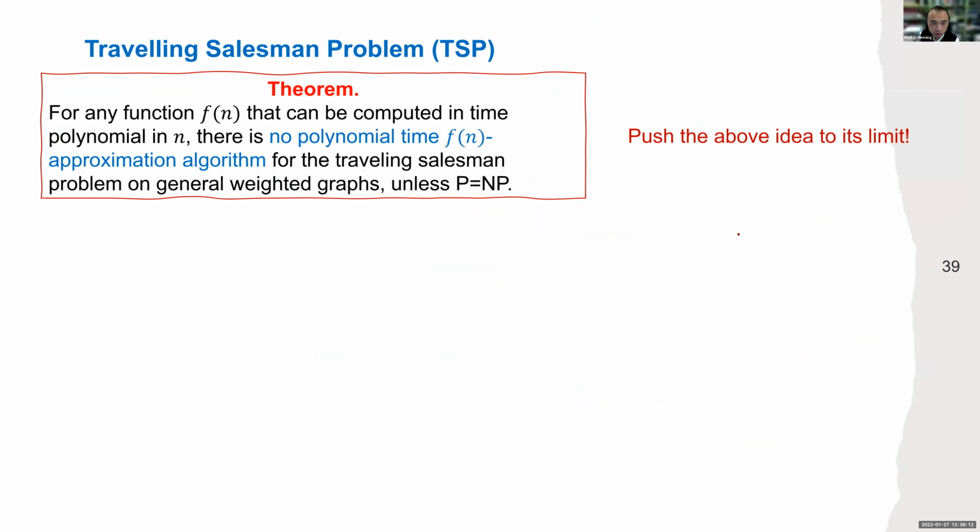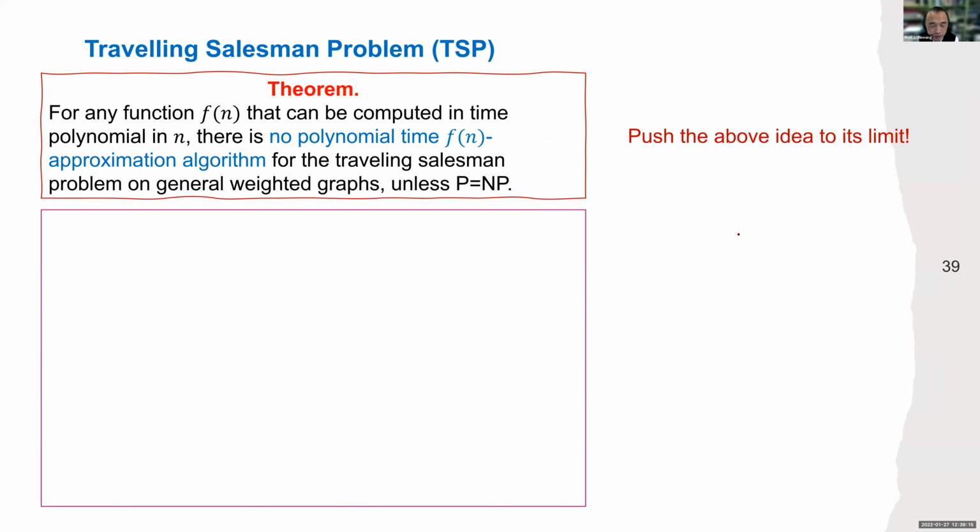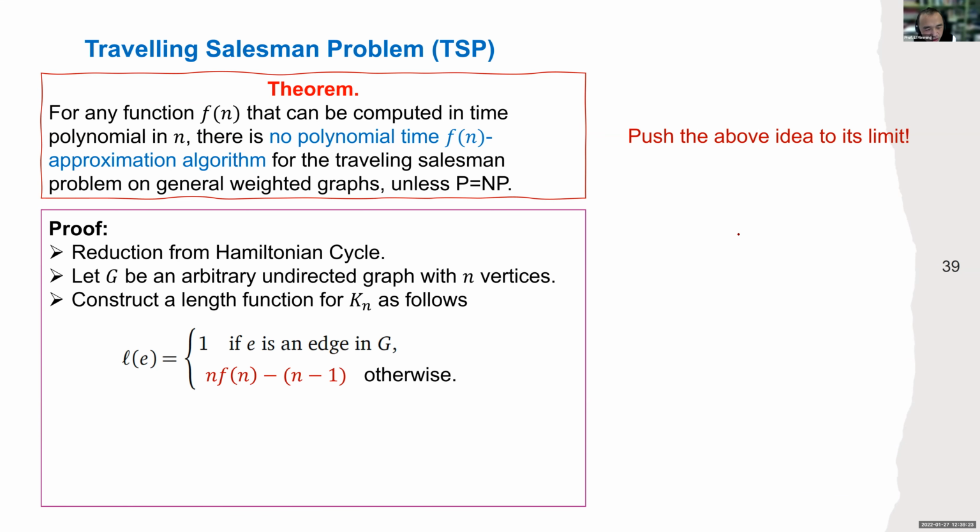Now let's prove the final result. We show that no matter which function you have, you cannot achieve that. Why? We just create edge weights like this. We make the weight of the edges which do not exist in the original graph arbitrarily large. Now the value we have is n times f(n) minus n plus 1. I guess you already know the meaning of why we have the minus n plus 1 here.